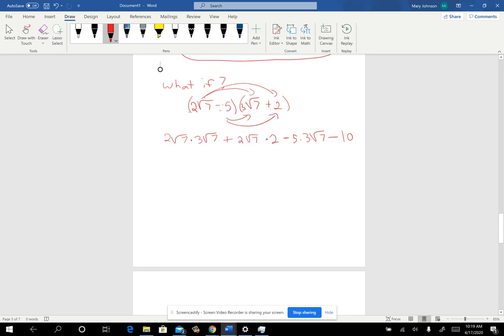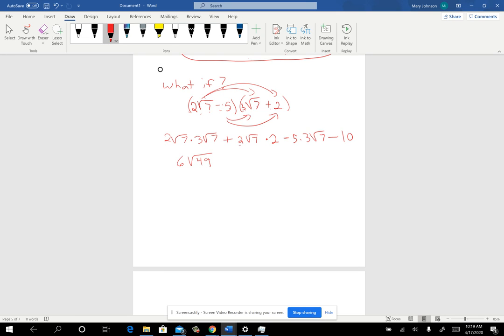This step right here is the step I really want you to not write, but this is the first time you've seen it, so I wanted you to at least see it. What I really want you to do is be able to look at 2 square root of 7 and 3 square root of 7 and say, okay, let me multiply the outsides together. Now let me multiply the insides together.